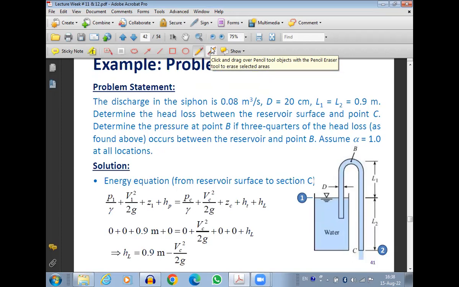Okay, now let's see this problem. The discharge in the siphon is 0.08 meter cube per second. D is equal to 20 centimeter, lengths L1 and L2 are 0.9 meter. Determine the head loss between the reservoir surface and the point C. Determine the pressure at point B if 3/4 of the head loss as found above occurs between the reservoir and point B. Assume alpha equals 1.0 at all locations.